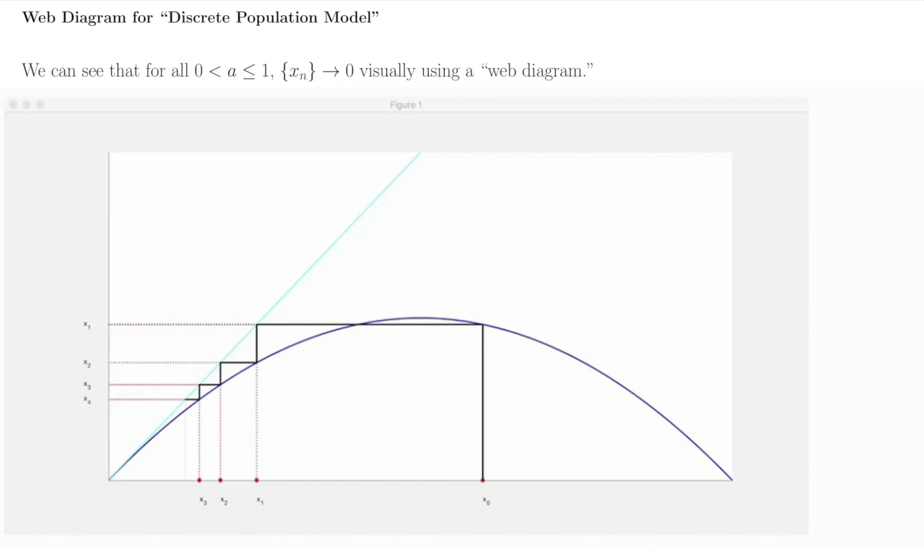Now that we've seen how this web diagram is created, let me show you the types of visualizations that we'll look at for the rest of this lecture. So instead of going through this step by step every time, what I'm typically going to do is show you just a movie.